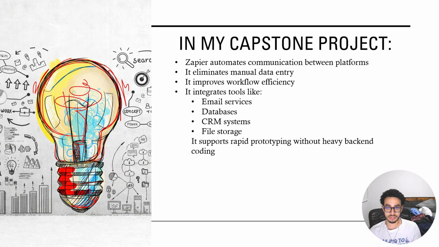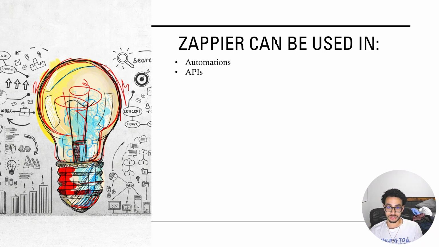So in my capstone project, as I said, Zapier automates communication between platforms and eliminates manual data entry. Anyone who finishes the course doesn't have to go in and fill out the data manually. It's all done automatically. For example, the email services I was just talking about, the databases where it stores the data, the file storage, and the CRM systems. It does support rapid prototyping without heavy backend coding. So that's how it's relevant to my capstone project.